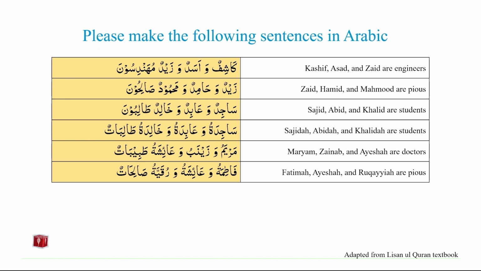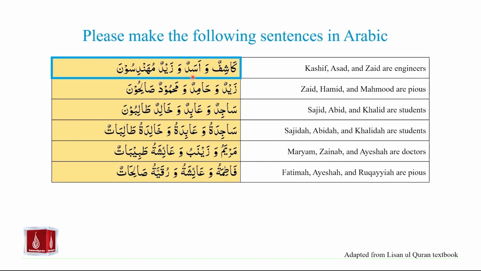Finally, we will practice using plural proper nouns as mubtada in jumla ismia. Kashif, Asad and Zaid are engineers. The Arabic for engineer is muhandis. Kashifun wa Asadun wa Zaidun muhandisuna. Please focus on the una ending sound. Una ending sound is used for masculine non-broken plural. Una ending sound also indicates rafa status.